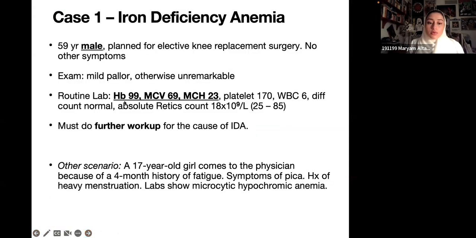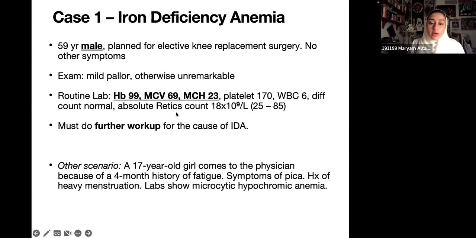Okay, so hemoglobin is 9.9, which is low. MCV is 69, which is low. Remember, normal is 80 to 100. And MCH is 23, which is also low. His other labs are normal. Platelets 170, white blood cells 6. Differential count normal. Absolute reticulocytes are 18 times 10 to the power of 9.